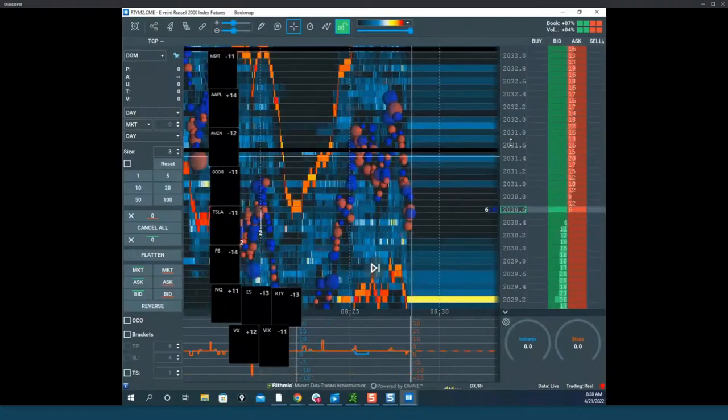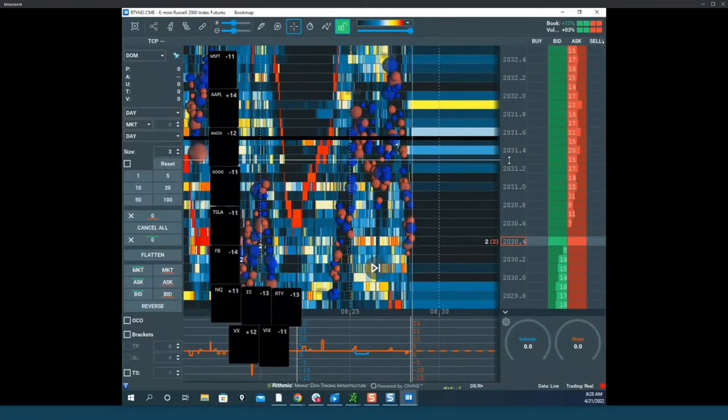Nat gas iceberg sell, NG. 153 contracts. 86.